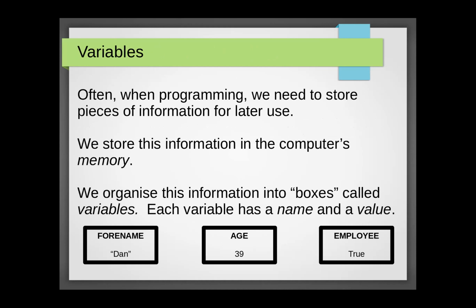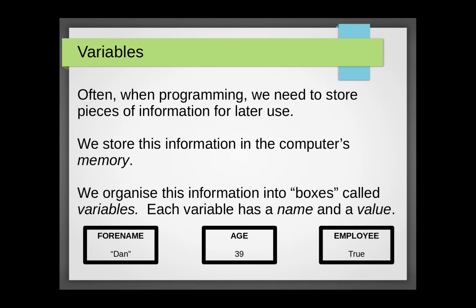Okay, so I mentioned something called variables right back at the start. So when we're coding, we often need to store information for use later, and we store that in the computer's memory. And usually that's in terms of variables, the short-term memory, so in the RAM. And essentially what we do is we organize that information into effectively boxes, and we call those boxes variables.